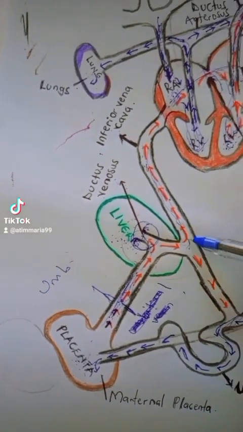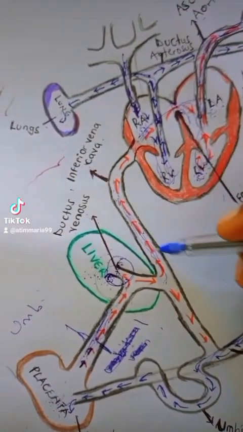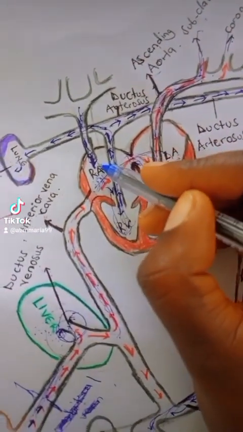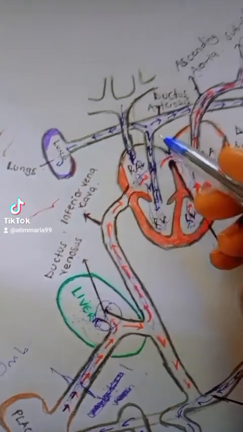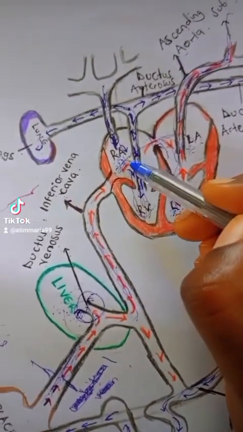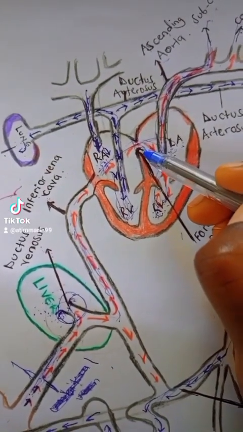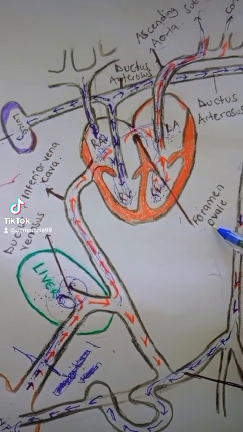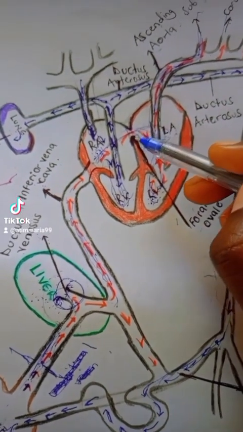flows through a vessel called the inferior vena cava. This is the vessel they're talking about, the inferior vena cava, into the upper chamber of the heart. That is the right atrium. When the blood reaches the right atrium, some of this blood flows through a shunt called the foramen ovale. It flows into the left atrium through the foramen ovale.